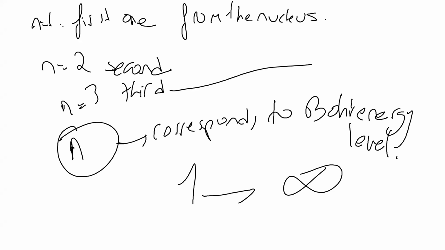If n equals 1, it means it's the first energy level from the nucleus. n equals 2, second from the nucleus. It is the shell number basically, like the number. So it defines the energy of the orbitals, which is n. Okay, so we spoke about n. Let's go for L.